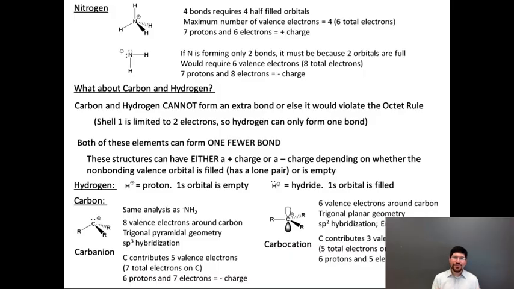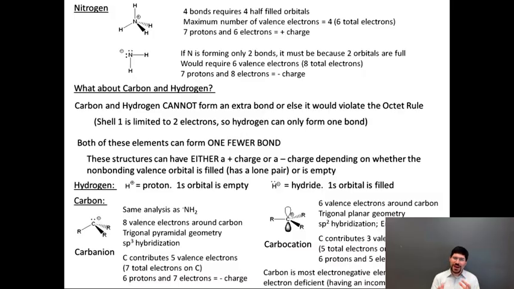I've gone through this analysis because students frequently make the mistake of wondering what charge they are supposed to put on it, and in some places guess whether they're supposed to put a plus or a minus. Now you have a very systematic way of knowing which charge you're supposed to put on. And furthermore, carbon is the most electronegative element that can be electron deficient, meaning having an incomplete octet.